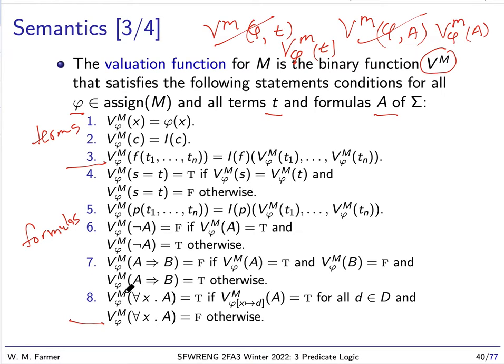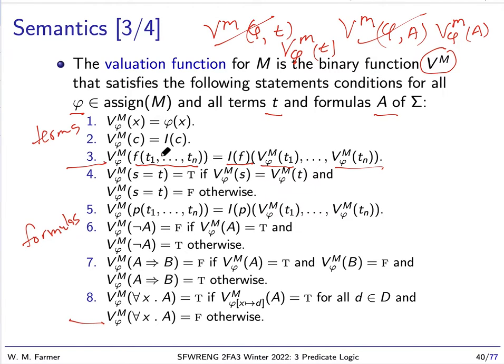Okay, so I'll go through this. So the valuation function tells us, in a sense, what these things mean in this model with respect to this variable assignment. So the meaning of x is just going to be whatever the variable assignment assigns to x. And the meaning of c, the value of c, is going to be whatever the interpretation function assigns to c. And the value of this function symbol application is going to be the interpretation of f, which is some function, applied to the values of t1 through tn.